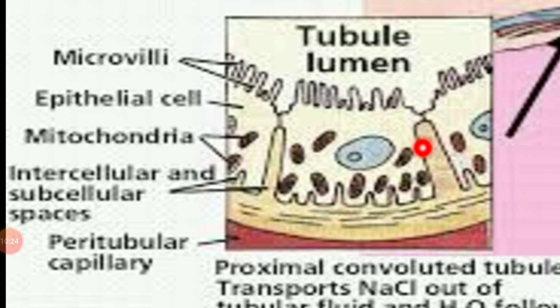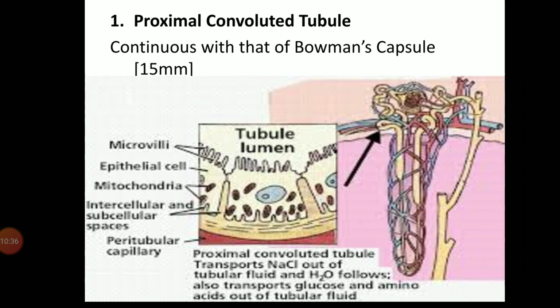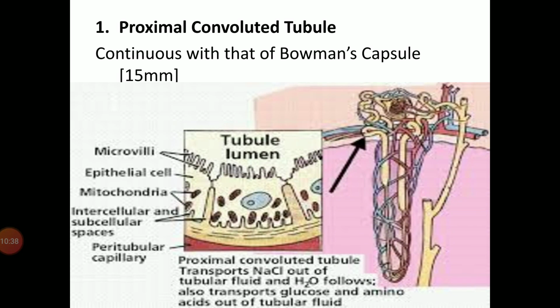This tight junction is not seen in the basal side of this epithelial tissue, and in between there is a space which you call the lateral intercellular space. So this feature you have to understand when we are talking about the proximal convoluted tubule.